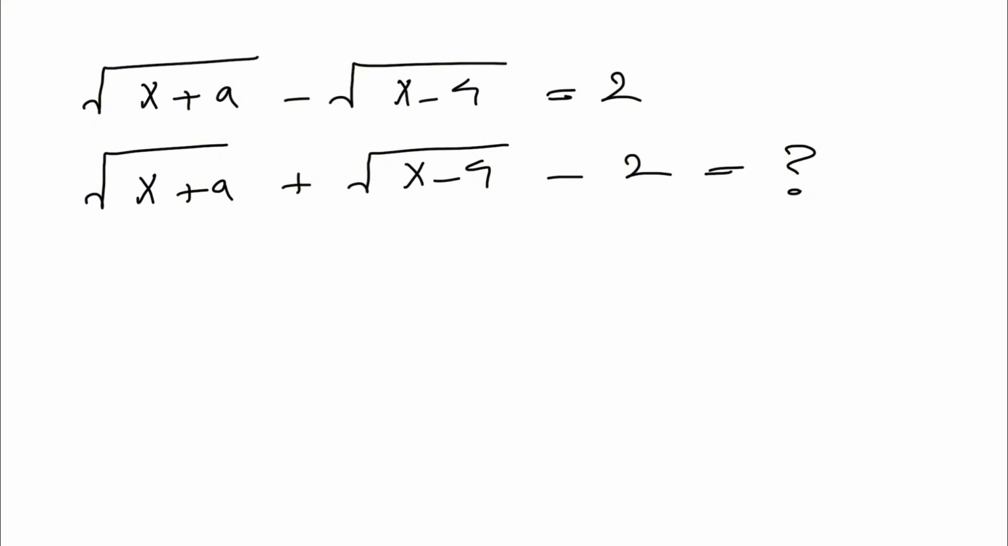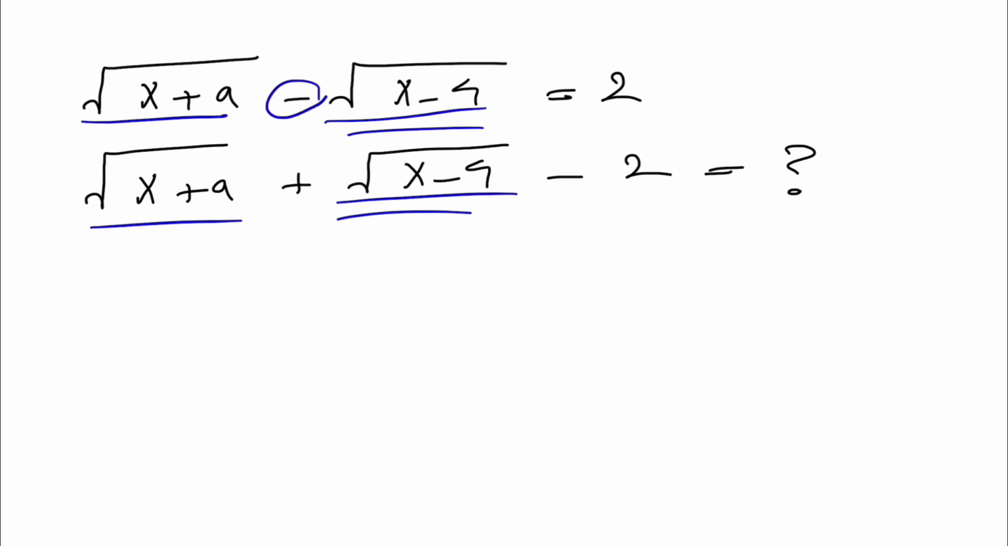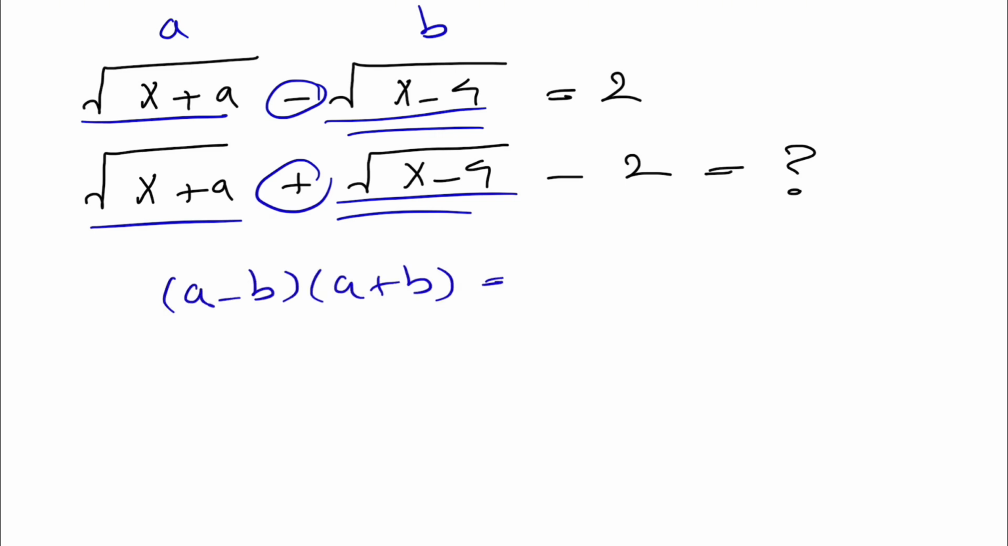So looking at this, the first clue is that these two are the same and these two are the same. The only difference is the sign between these two square roots, and we can see that if we call this one a, this one b, we have a minus b, and on the second line we have a plus b, and that's going to ring a bell for us, because if we do a minus b times a plus b, we will have the difference of two squares, which will be a squared minus b squared. So it seems that this is going to be a good strategy to start this question. So let's just do that.